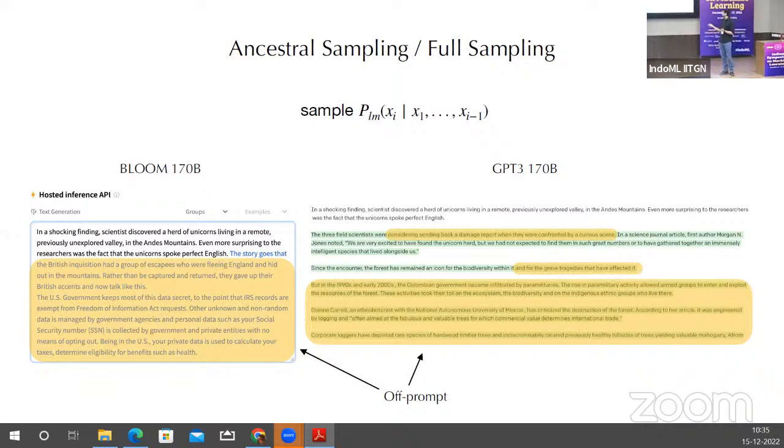The highlighted text here on this side starts talking about taxation and US tax laws and social security numbers and has nothing to do with unicorns discovered in the mountains. It's interesting, probably more interesting than before, but it's also not something you would like to generate. Meanwhile, GPT-3 here is talking about loggers cutting down trees, so it's still unrelated.